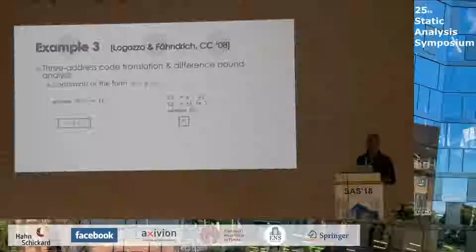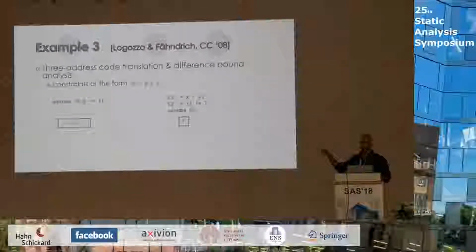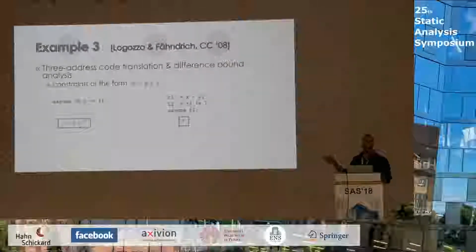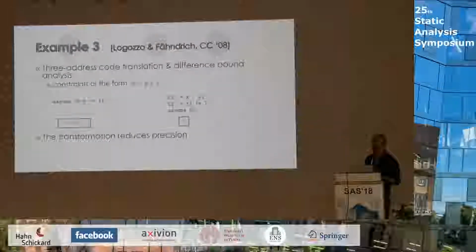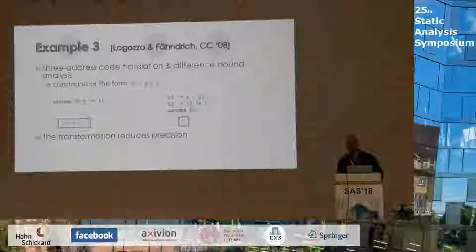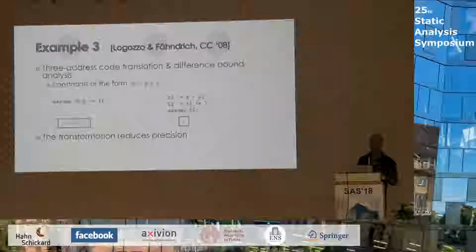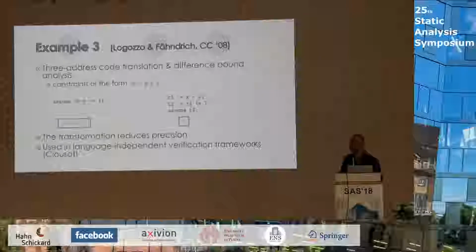The reason for that is that this is three-address code, which means that we have commands involving three variables, and our abstract domain keeps track of relations between two variables. Also, this program involves Boolean values, which the original program does not. So in this particular case, the transformation actually lost precision. The reason why this is important is that some program verification frameworks such as Clousot use three-address code translation to gain language independence. In order to support several programming languages, they take the source languages and translate them into an intermediate language.